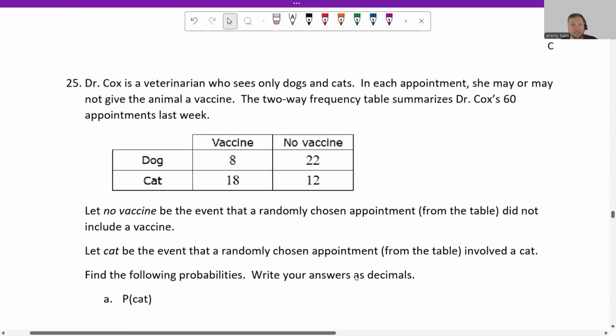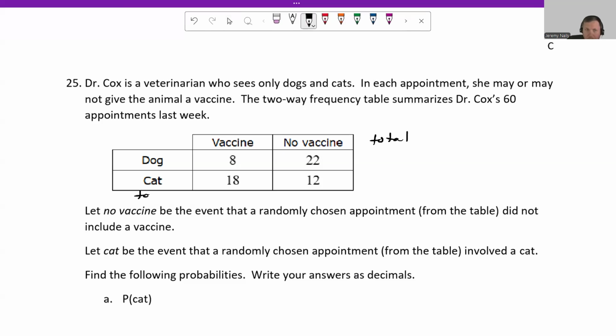Dr. Cox is a veterinarian who sees only cats and dogs. In each appointment, she may or may not give the animal a vaccine. The two-way frequency table summarizes Dr. Cox's 60 appointments last week. And let's fix this table. It looks a little broken. There we go. That's much better. Okay, so now we have our totals and our grand total.